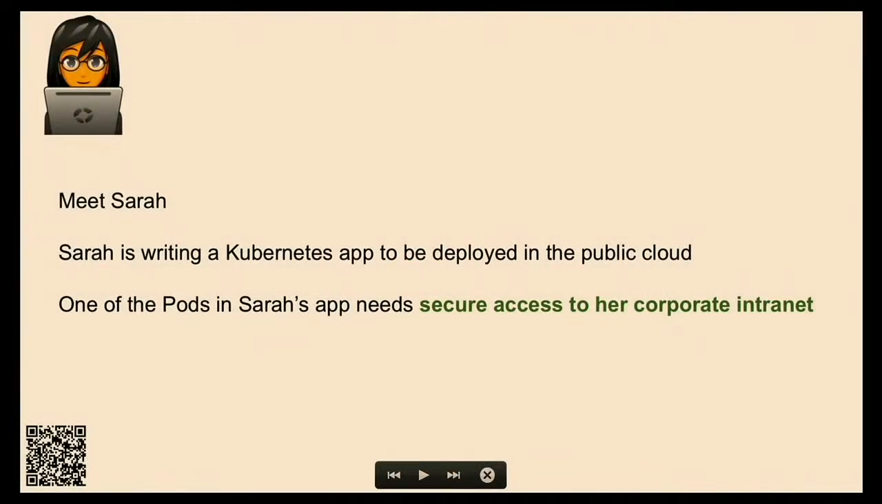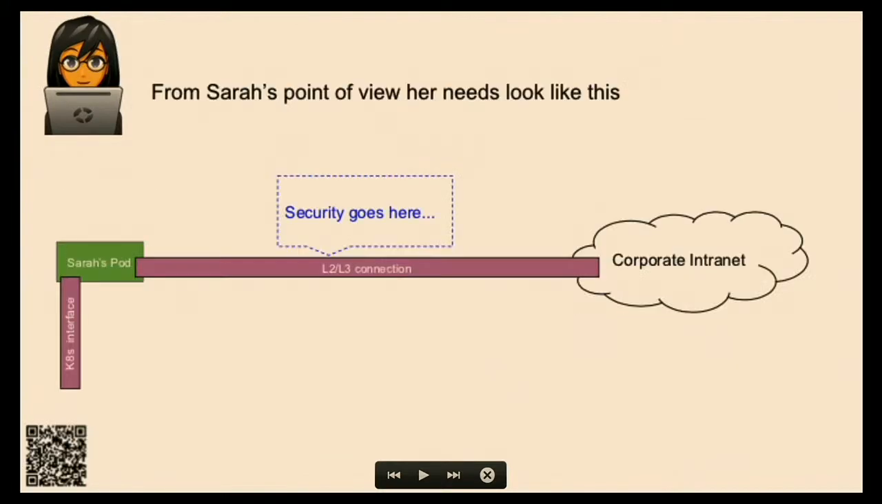We have this character named Sarah, and we actually use this for most of our introductions because it helps provide a really good story towards something that users often want. So Sarah is writing a Kubernetes application that she wants to deploy to the public cloud. As part of this, she wants the application to be able to access her corporate intranet.